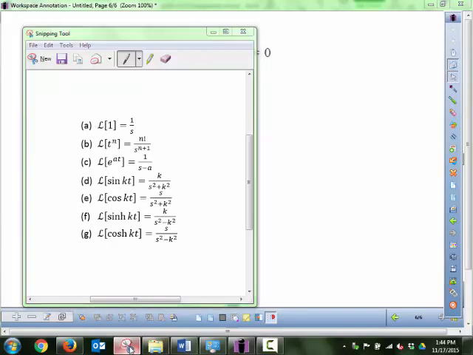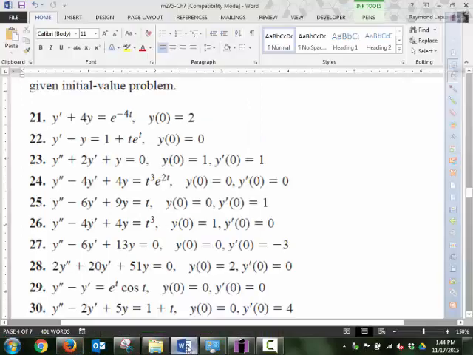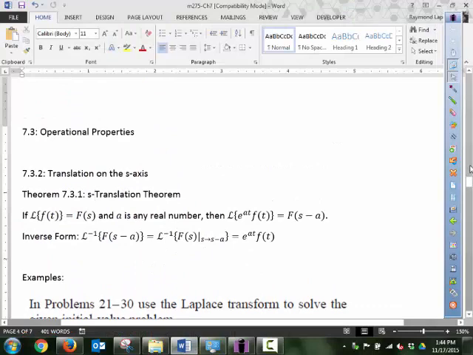No. Maybe we need another theorem. We're stuck already. Oh, yeah, it's right here. All right, let's see how this is going to work out. Wish us luck.